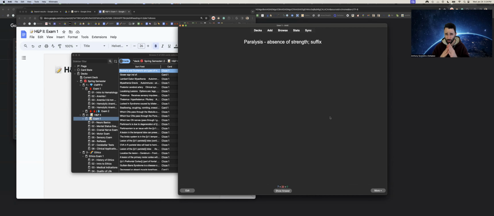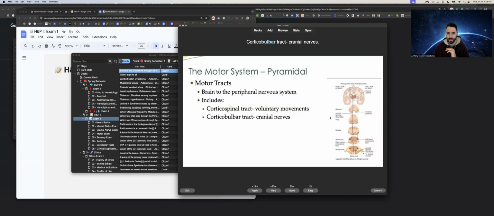Sure. Paralysis, absence of strength. Plegia. Corticoblank tract, cranial nerves. Bulbar? It is. So corticospinal, which we know are the voluntary movements. Corticobulbar tract. So this is just a tract. Of the cranial nerves that have motor activity, I guess those are going through this corticobulbar tract. Okay.